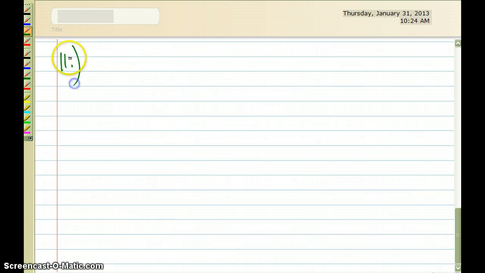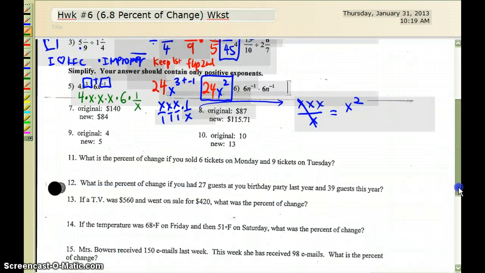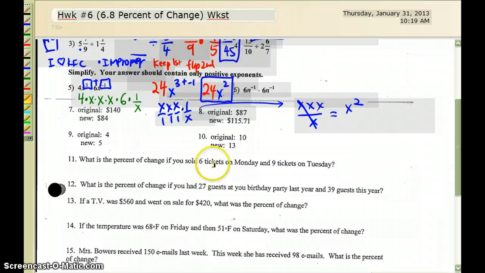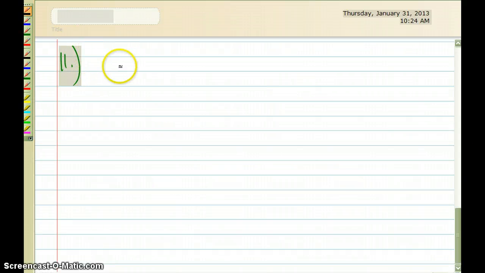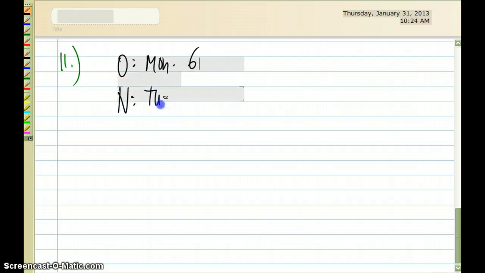Starting on number 11, what is the percent of change if you sold? I'm going to go back to that question. Here I want to look at some keywords. They sold 66 tickets on Monday, and then the next day they had 9 tickets. So what I should notice is that in number 11, the original was what happened on Monday, which was selling 6 tickets. The new, which would be on Tuesday, the day after, would be selling 9 tickets. So that's how I would know which one's the original and which one's the new.